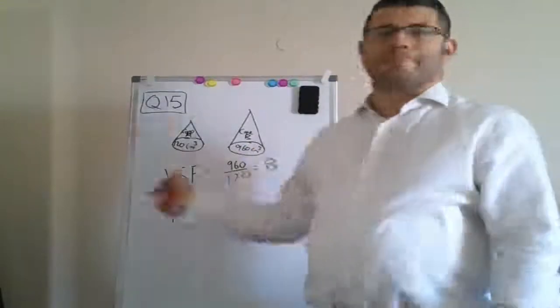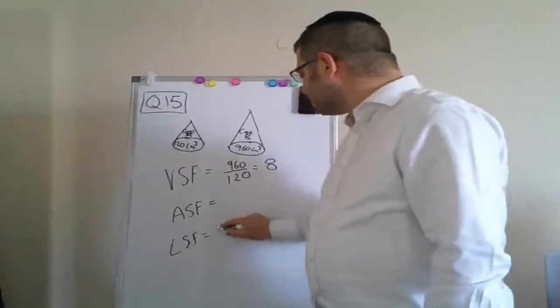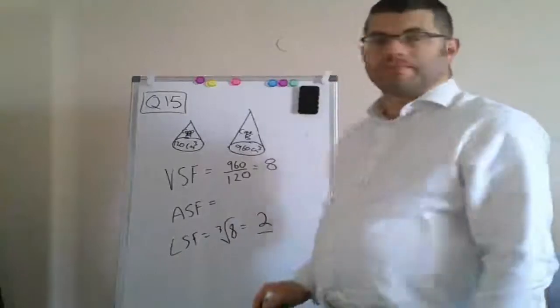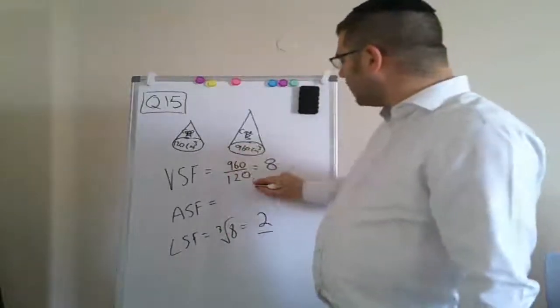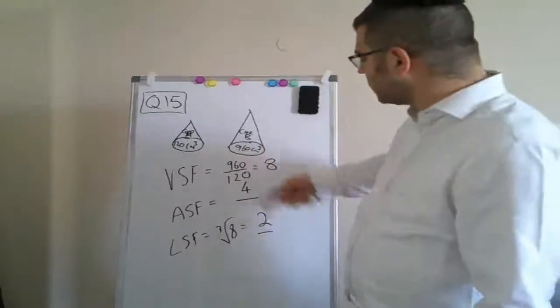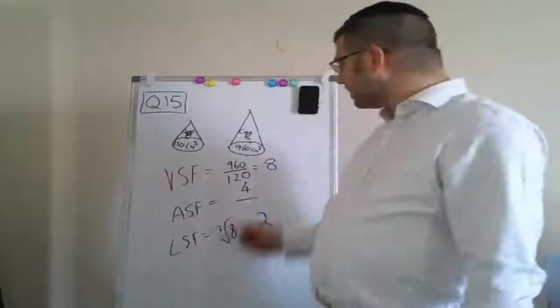So from the volume back to the length scale factor, you have to cube root. So I will cube root 8, which is 2. And then I'll square that back up to 4. So cube root to get to the length scale factor and square it to get 4. So the surface area scale factor is 4.